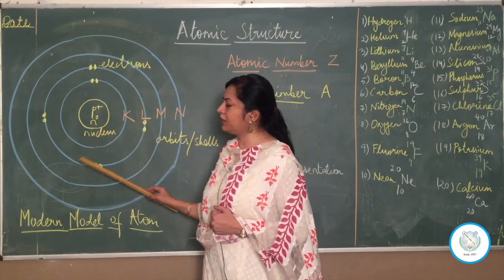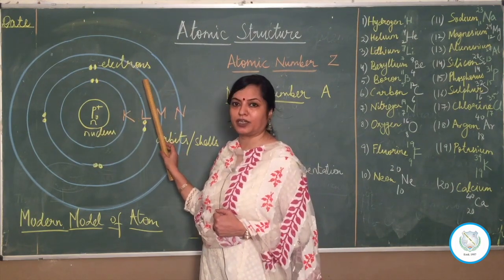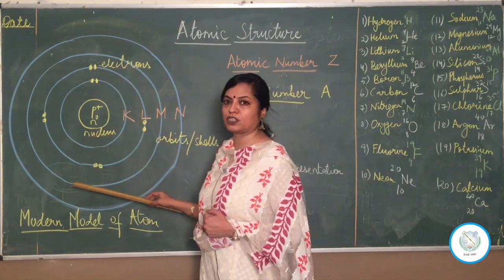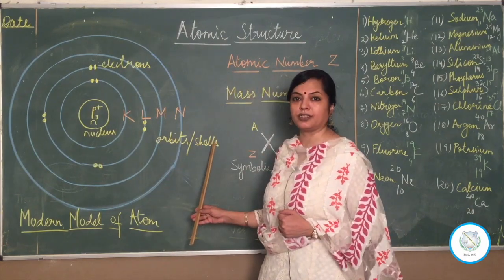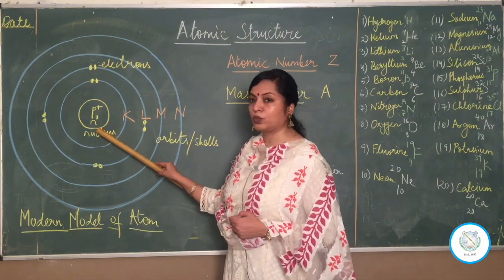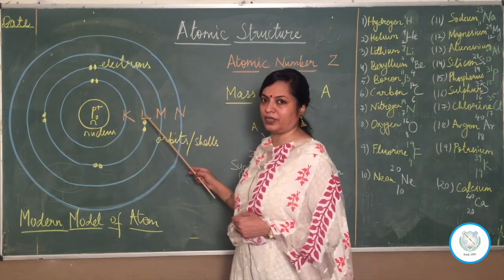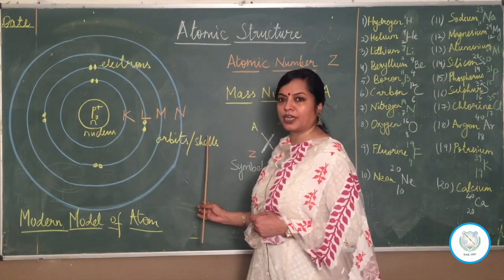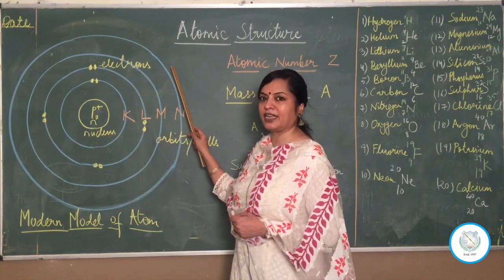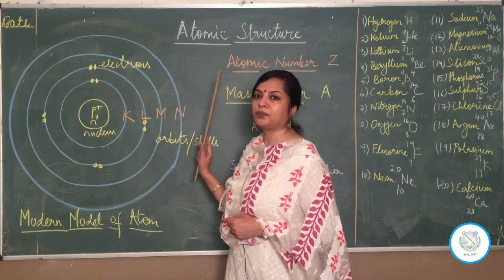The extranuclear region is mostly empty because here what are present? Electrons, which are far away from each other and moving in fixed orbits or energy levels or shells. So the atom consists of a nuclear region having the nucleons, that is protons and neutrons. It consists of an extranuclear region which has orbits or shells or energy levels, which are the paths. The atom doesn't have rings like this. These rings just depict the path along which electrons are moving.